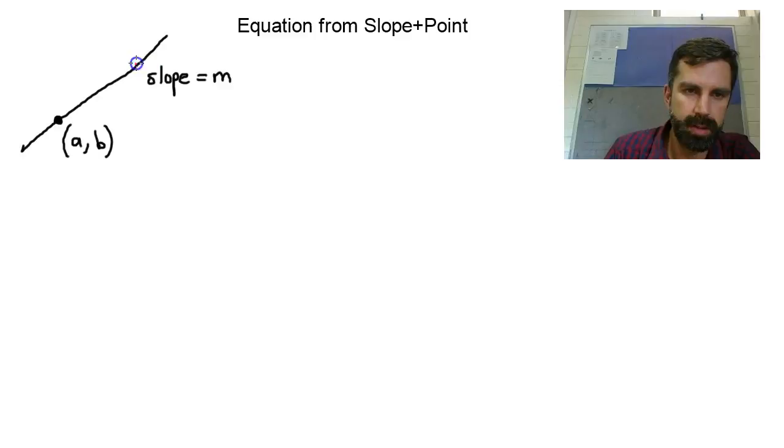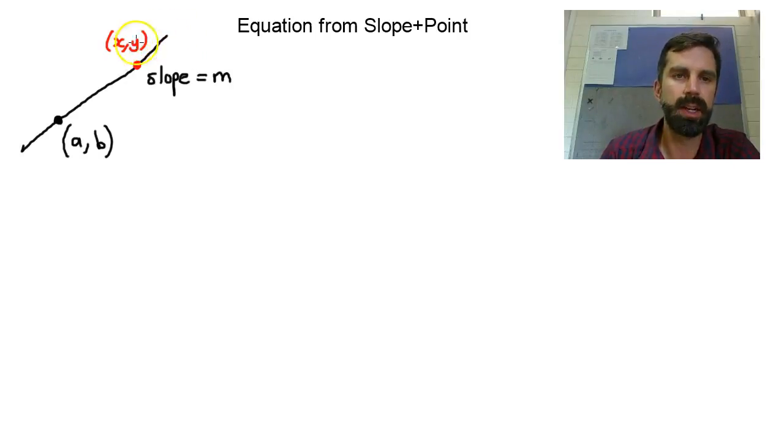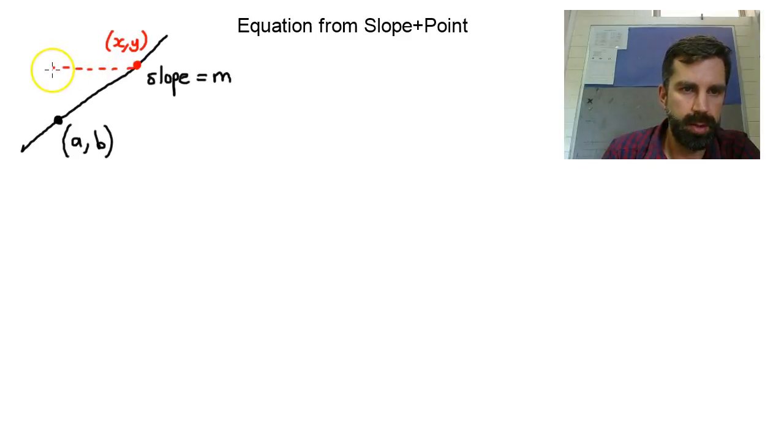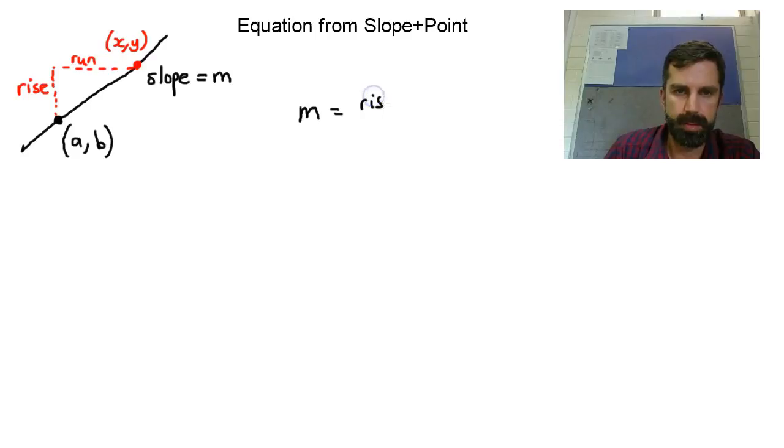Let's go onto the line and we're just going to pick a point and call it x, y. So x, y is some point on the line. Doesn't actually matter where, but it's some point on the line. The maths all sort of works out regardless. And if we draw a little triangle here, what you can see is that the distance from A, B up to where x, y is located is what we would call the rise, and the distance across is going to be the run. And we know from our earlier mathematics that the slope is equal to the rise over the run.